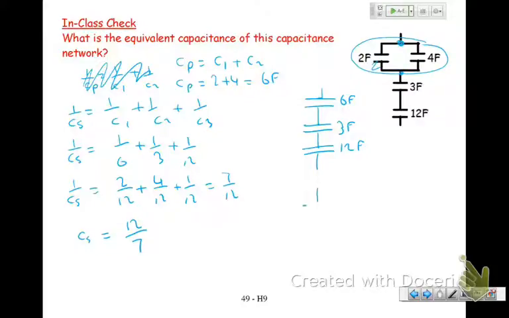And that is my final answer because it's all come down to 1. This is C series, 12 over 7 farads. And I'd like you to go, that's going to be 1.7 farads. Cool.